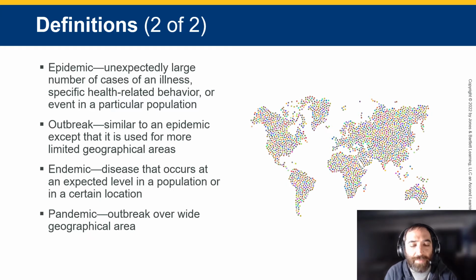All right, let's talk about an epidemic. An epidemic is an unexpectedly large number of cases of an illness, and it is unexpected because there are some illnesses like the common cold and cancer that we kind of understood, and that's going to affect a usual number of people. But if it's an unexpectedly large number of cases, then you potentially have an epidemic of a specific health-related behavior or an event in a particular population. And the key there is particular population, because if it is over a large geographic area, and I think some of this is opinion based, like what's the real difference between an epidemic and a pandemic?